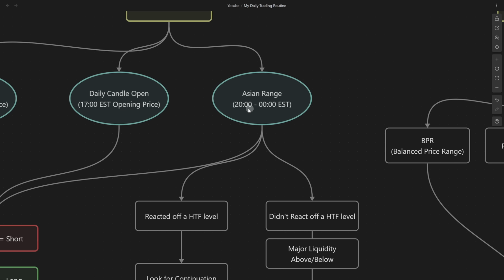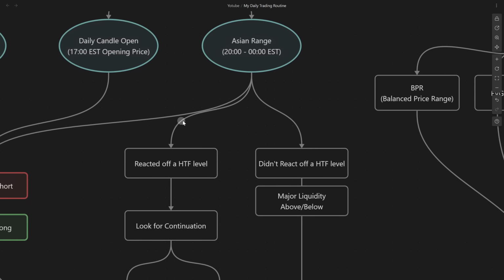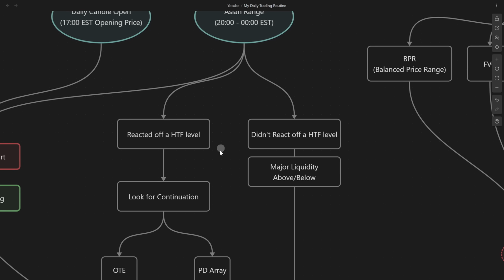The range from those times, the highest high and the lowest low, we mark that and we look at this because it's a whole framework. So the first thing is, do we have a reaction of a higher time frame level? That's when it comes to the Asian range. If the Asian range high, for example, reacted off a higher time frame level and then it drops lower, that means there's already a reaction, a big one, and mostly it was followed by a market structure shift. Then we look for continuation based on that.